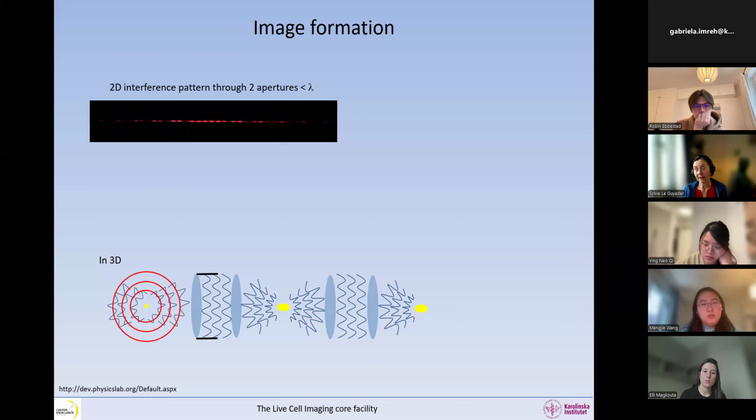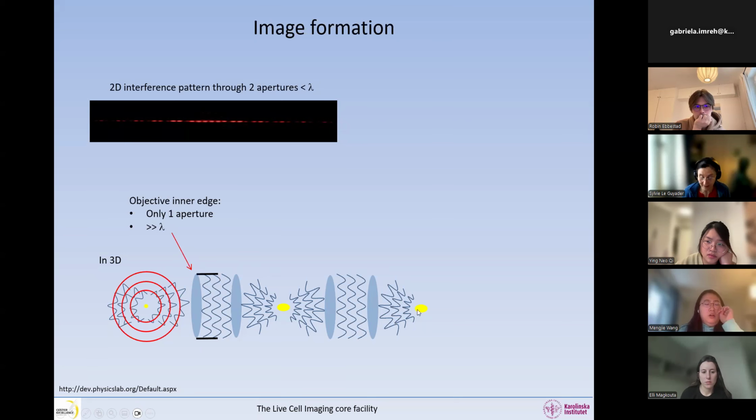We know very well that our sample emits light in 3 dimensions. So our interference pattern here is 3-dimensional. And also we know that the size of the objective is much, much, much larger than the wavelengths of light. And there's only one aperture.